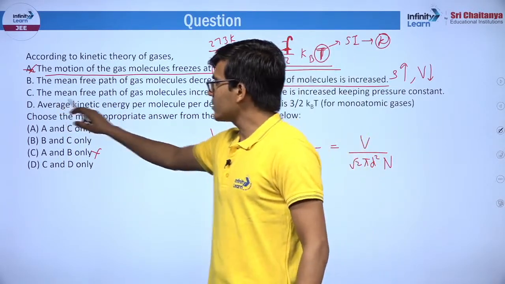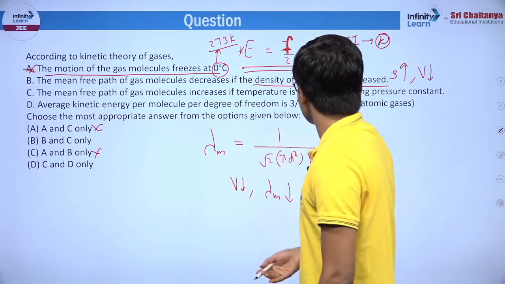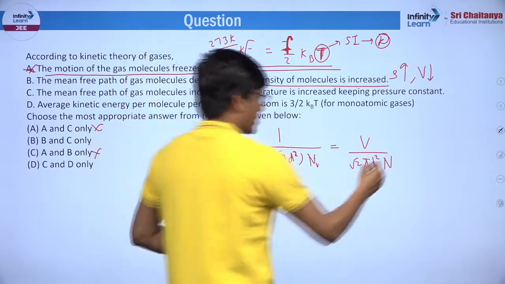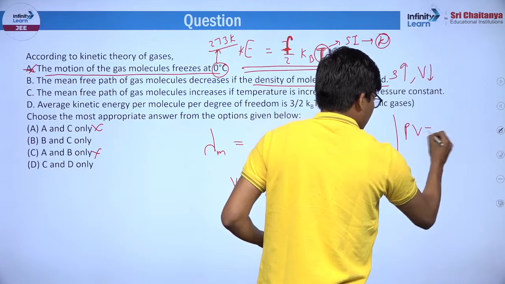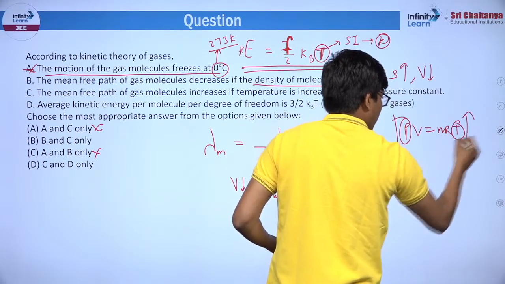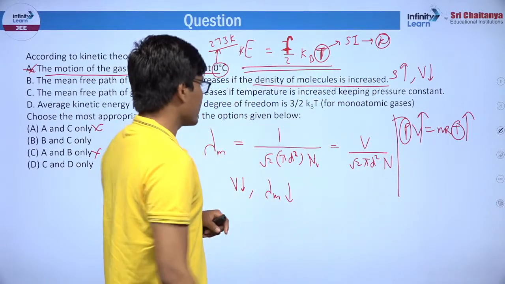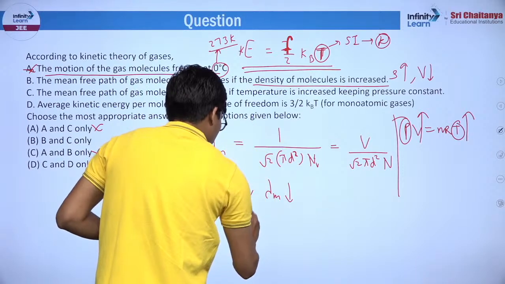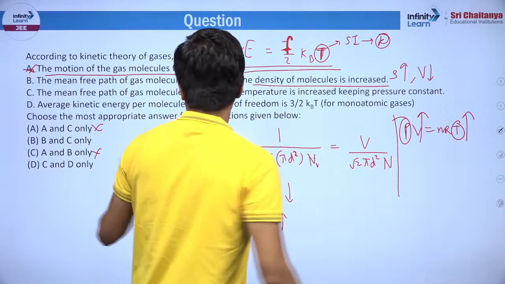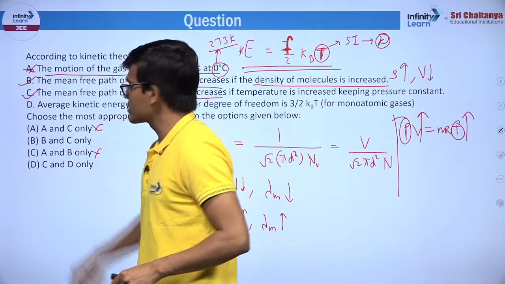Moving to option C: the mean free path of gas molecules increases if temperature is increased, keeping pressure constant. Now you are increasing the temperature, right? So just see this expression: pressure is constant and you are increasing the temperature, it means volume has to increase. If volume is getting increased, then your mean free path will also increase. So I guess this is also right, increases and decreases. So B and C options are right.